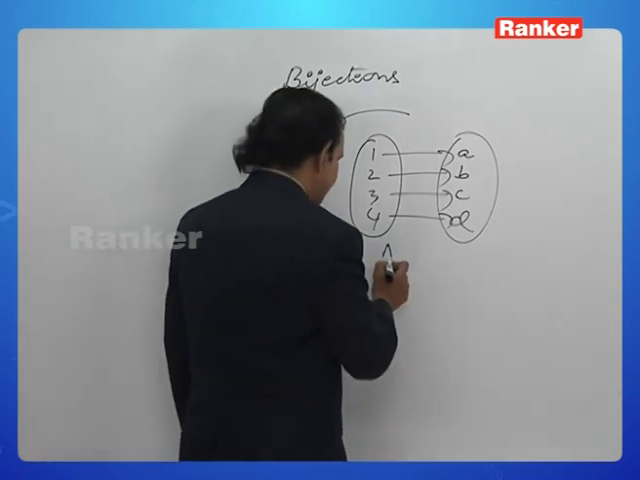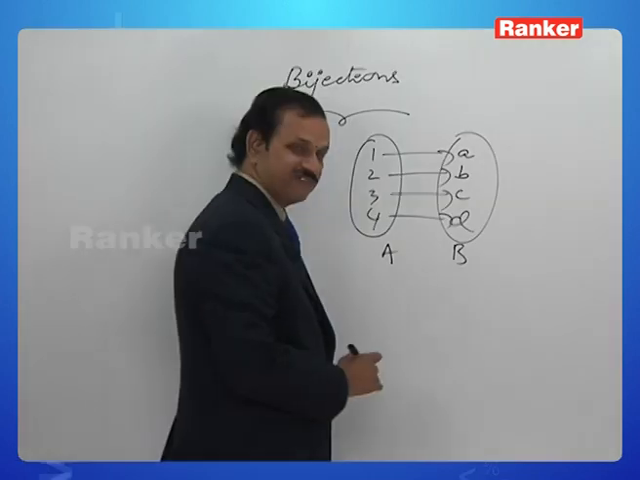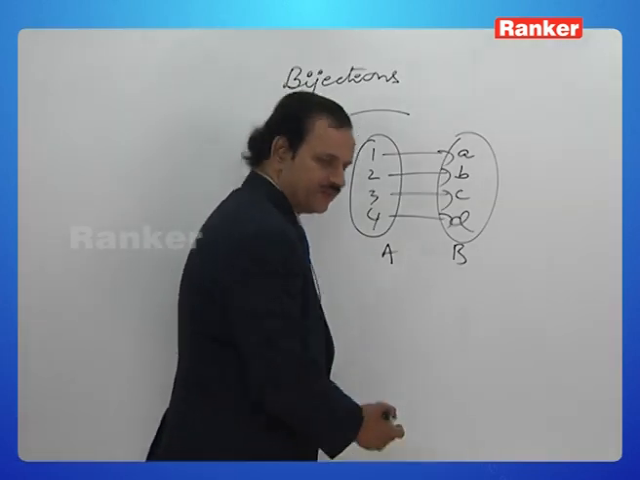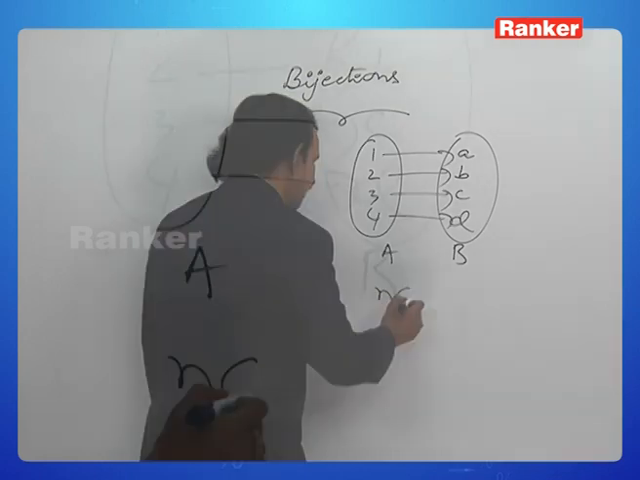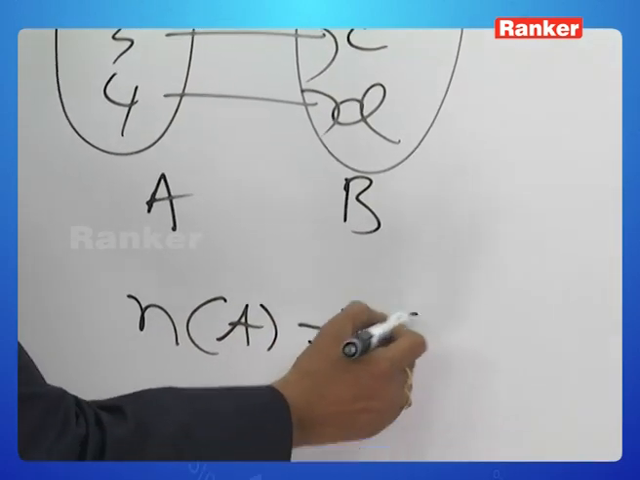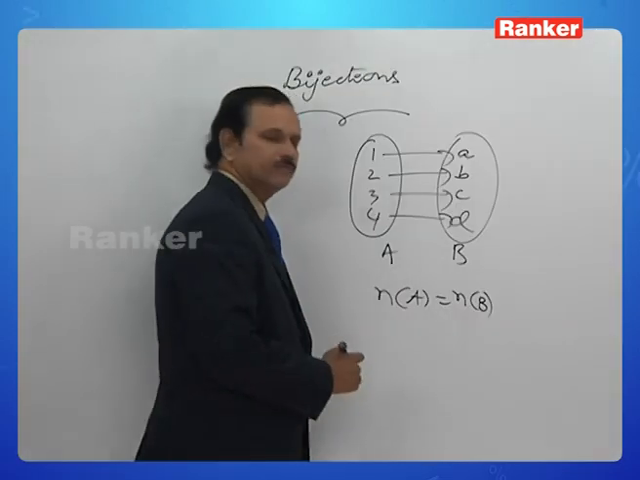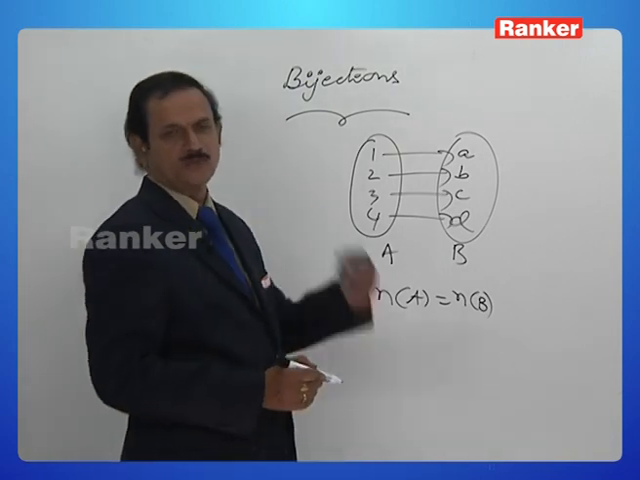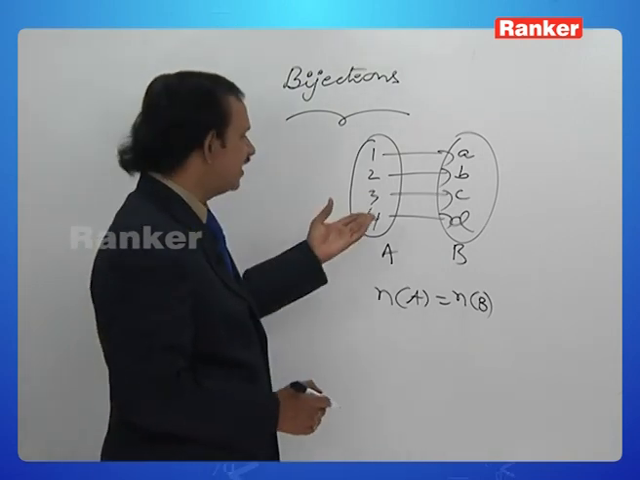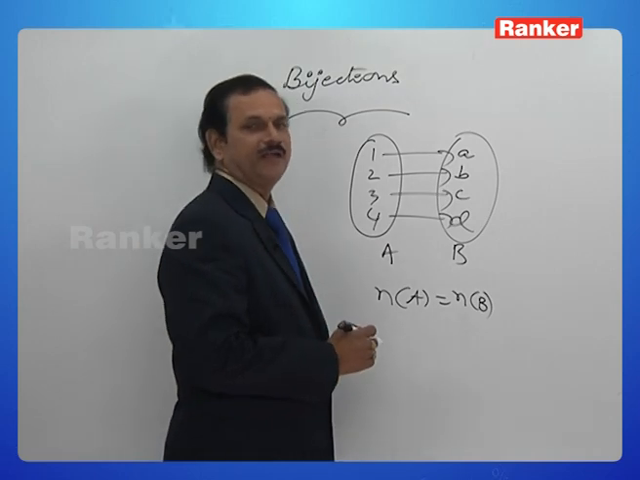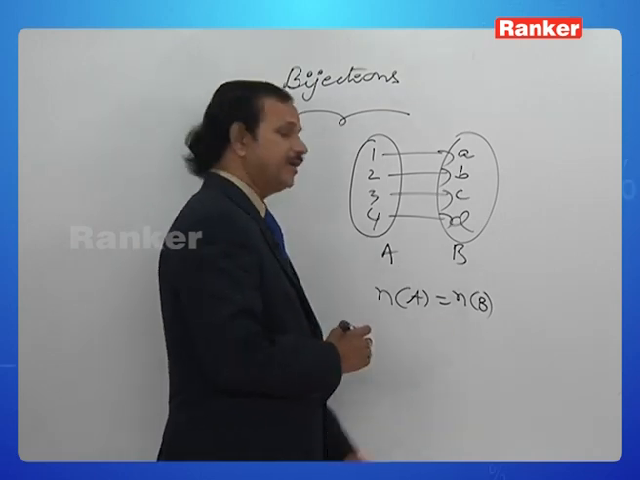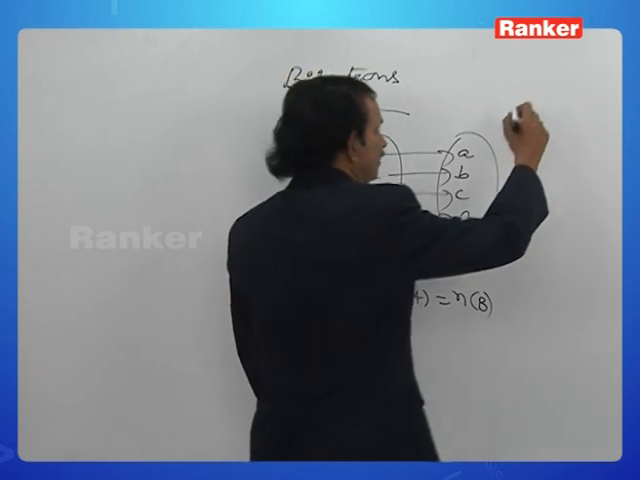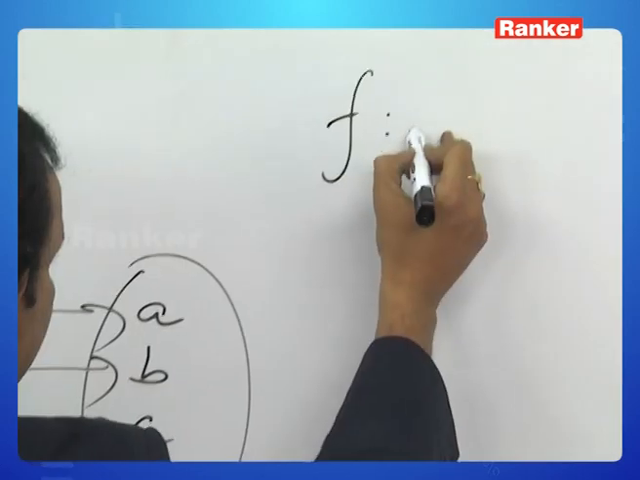Well, in the case of finite sets, if A and B are finite, to define a bijection, what must you observe? n(A) is equal to n(B), of course, when A and B are finite. Even when A and B are infinite, it might be possible to define a bijection from A to B.